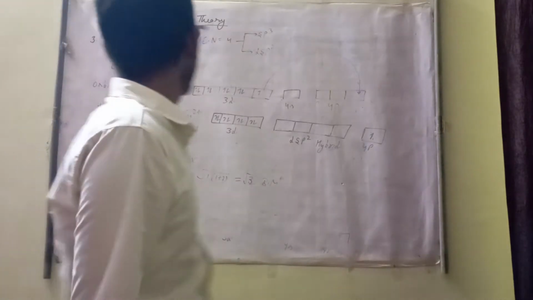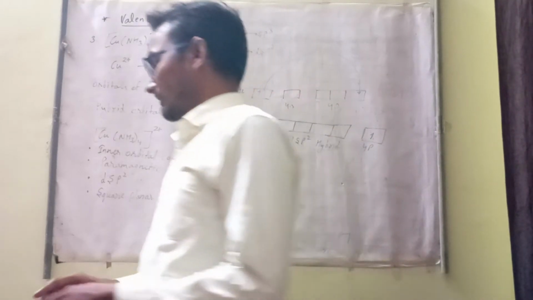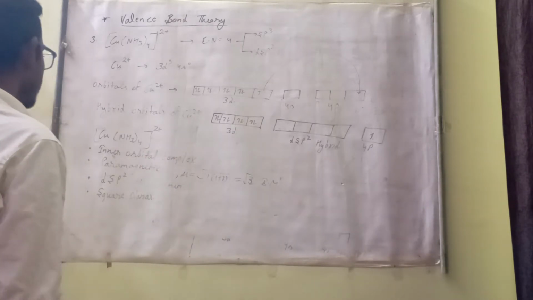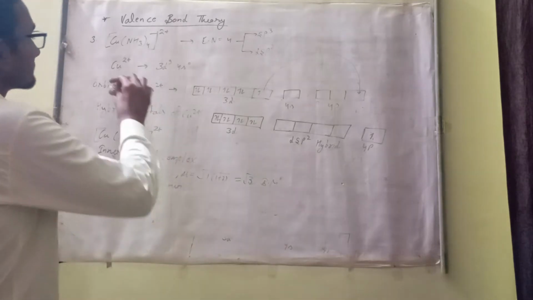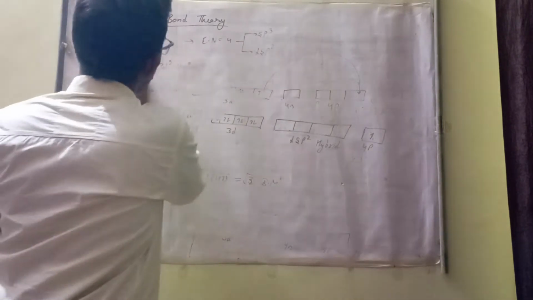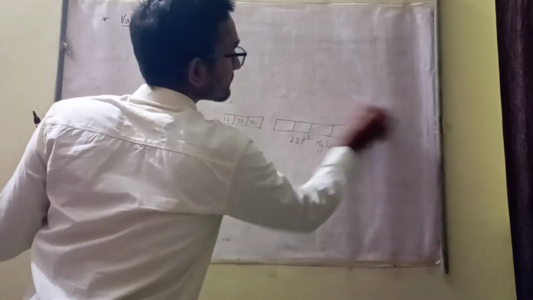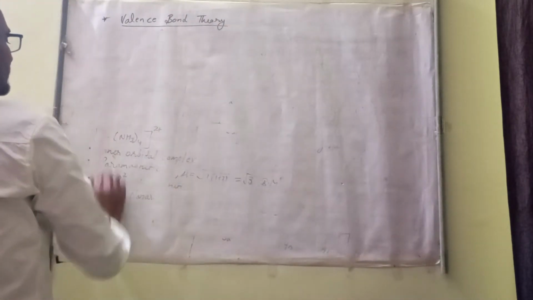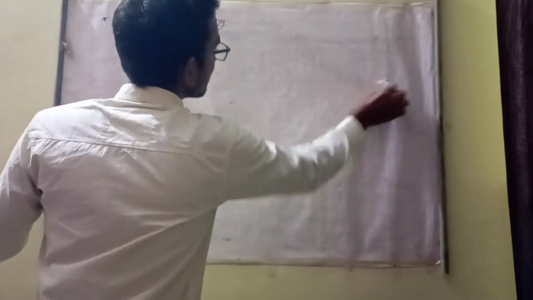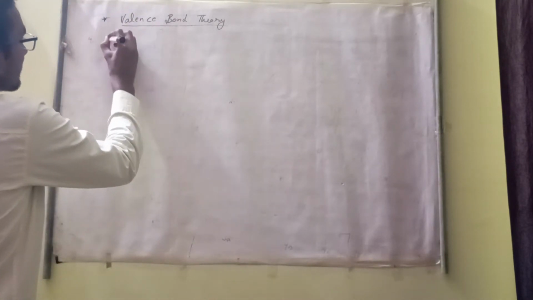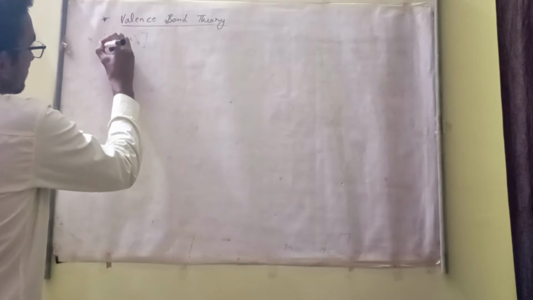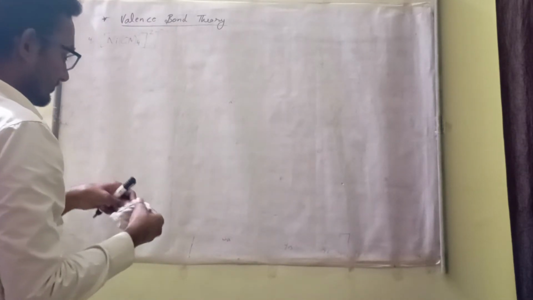Okay, now let us take another example, which is [Ni(CN)4]2-. We know that CN- is a strong field ligand.